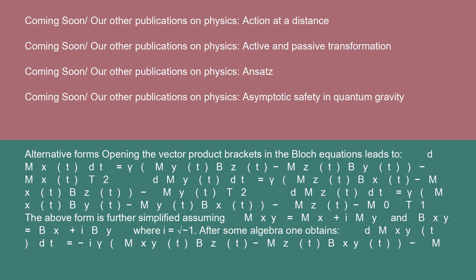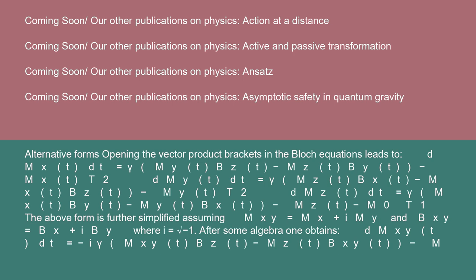Alternative forms: opening the vector product brackets in the Bloch equations leads to dMx(t)/dt = gamma (My(t)Bz(t) − Mz(t)By(t)) − Mx(t)/T2, dMy(t)/dt = gamma (Mz(t)Bx(t) − Mx(t)Bz(t)) − My(t)/T2, dMz(t)/dt = gamma (Mx(t)By(t) − My(t)Bx(t)) − (Mz(t) − M0)/T1.